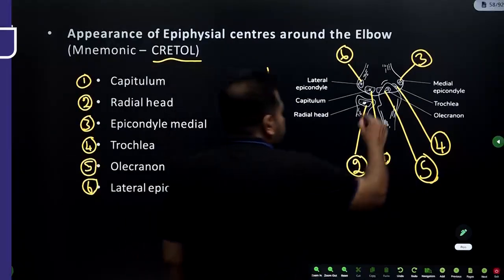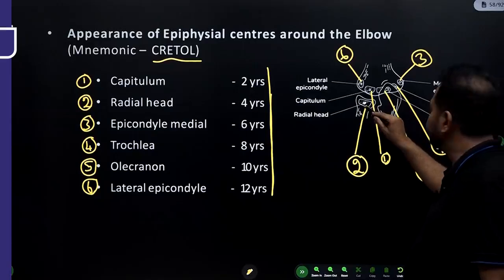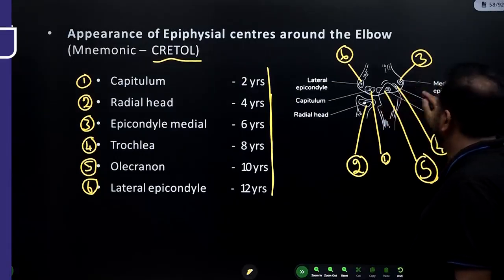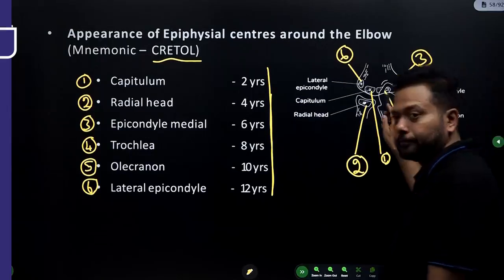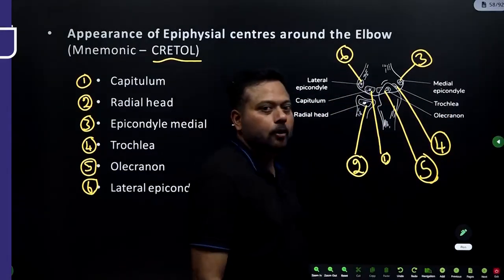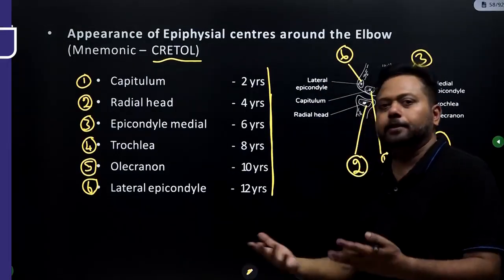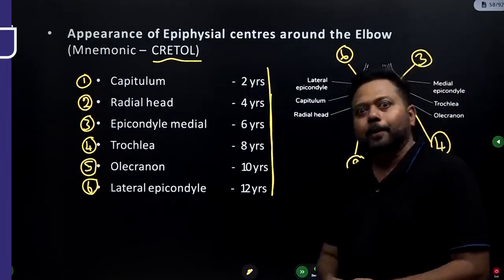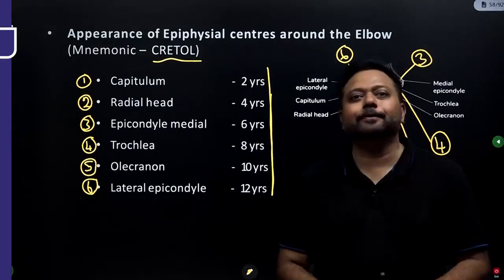So, you see, capitulum, radial head, epicondyle medial, trochlea, olecranon, lateral epicondyle, in that order. Appearance of epiphyseal center. This is just for our general teaching. To some extent, dear friends, we have completed the topic elbow dislocations.